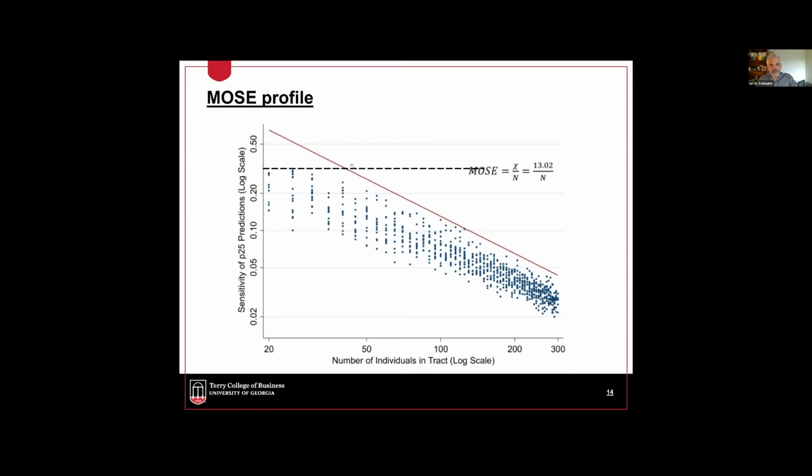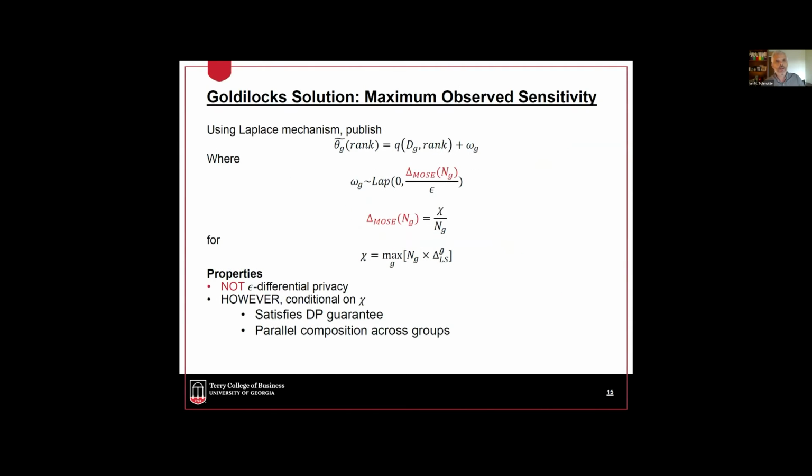That turns out to also add too much noise, and so instead they calibrate relative to the scaling parameter deflated by the population size. So the sensitivity is going to now be a function just of the size, or the number of individuals, in each group. Okay, and so this is a Goldilocks solution.